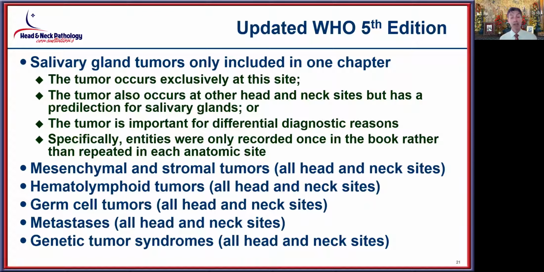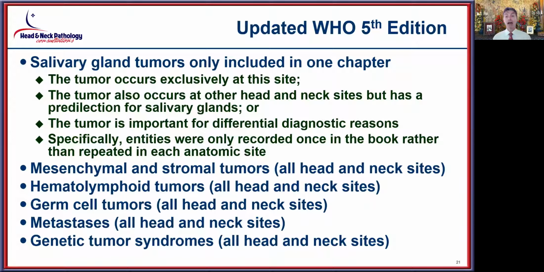So this is part of the reason why there are fewer entities discussed in each of the anatomic site divisions. Then one of the other major considerations for this book is specifically with mesenchymal and stromal tumors, even the bone lesions, hematolymphoid lesions, germ cell tumors, and even melanoma have all been aggregated into their own chapters.